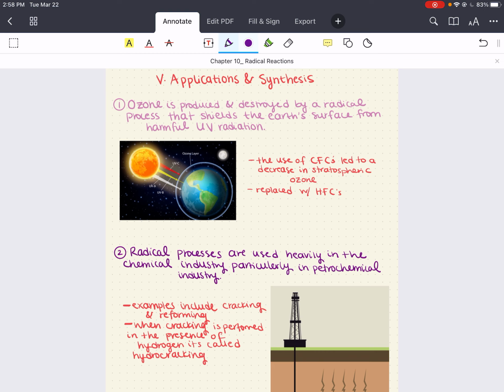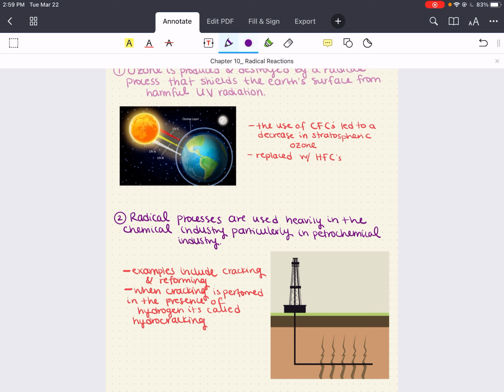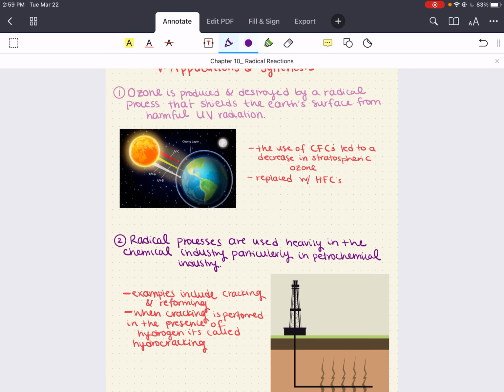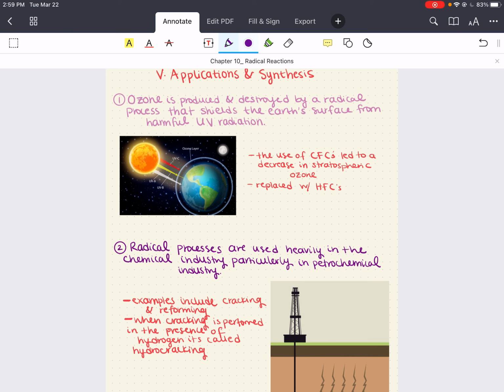Now, radical processes are also used heavily in the chemistry industry, particularly in the petrochemical industry. And so radical reactions are used in cracking and reforming. When cracking is performed in the presence of hydrogen, it's going to be called hydrocracking. And these are all ultimately radical processes. So just to put this in perspective, these radical processes are in a lot of the chemical industry and in the environment. So with that is the end of the chapter.